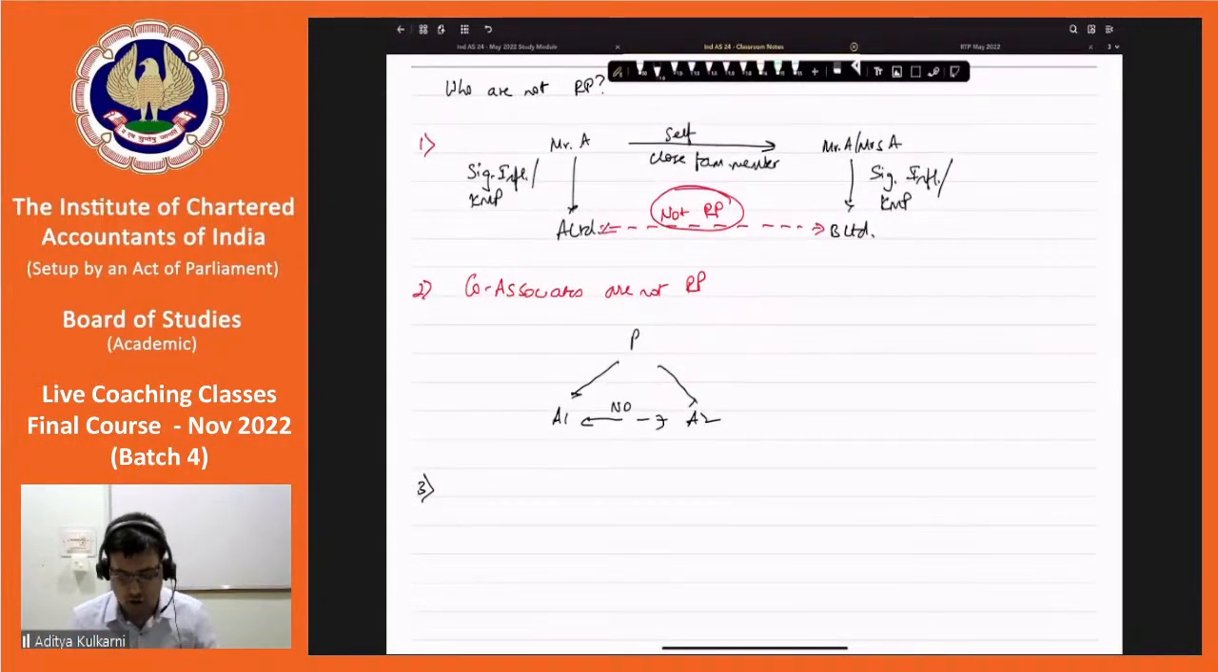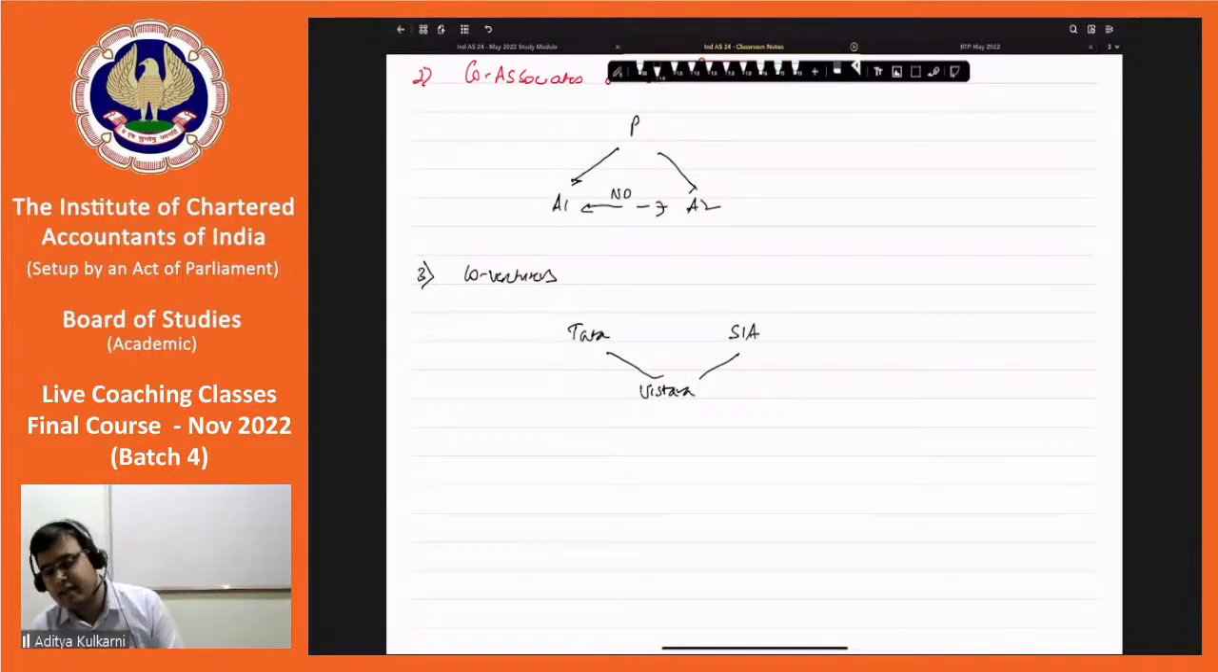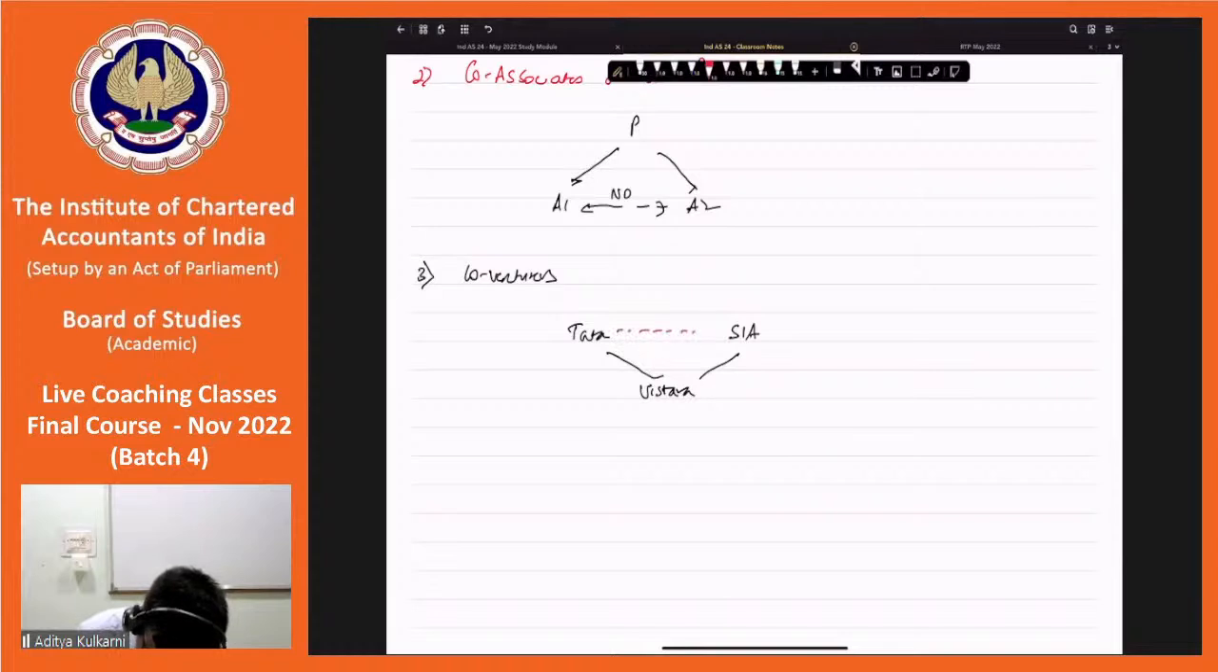Who else? Co-venturers. Tata, Singapore Airlines join hands for Vistara. So Tata is related to Vistara, SIA is related to Vistara, but are Tata and Singapore Airlines related to each other? Answer is no. Not a related party. Okay.